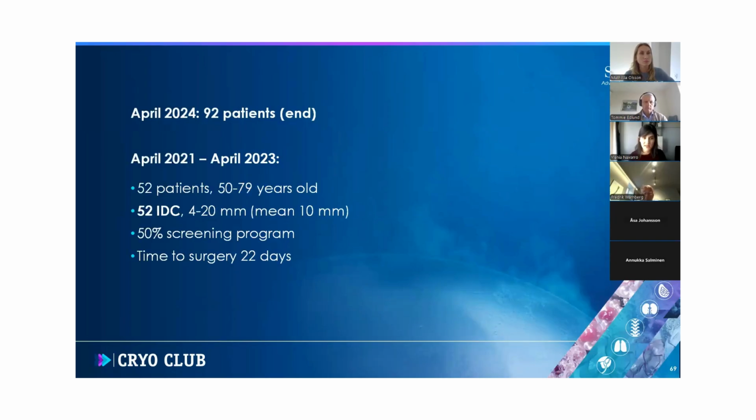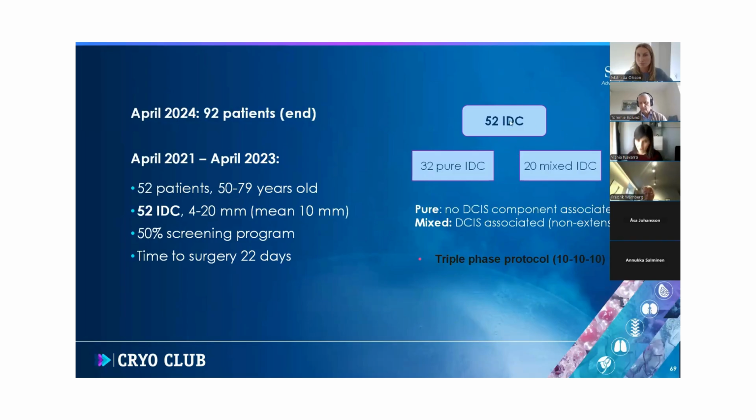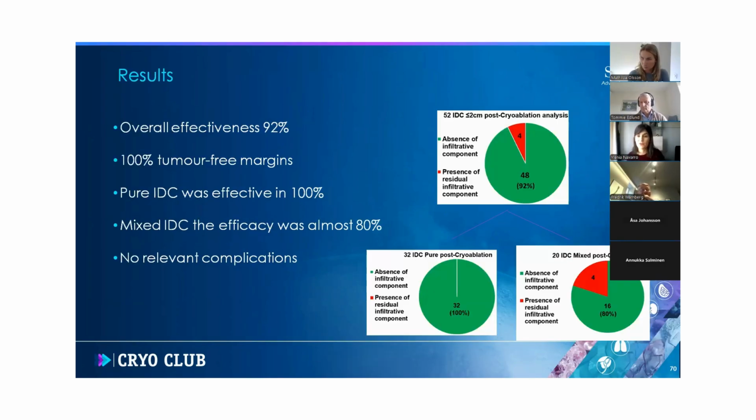We started this study in April 2021, and we finished it in April of 2024 with 92 patients. Here we present the results until April 2023. By then, we had treated 52 invasive ductal carcinomas, with 32 being pure, meaning no intraductal component associated, and 20 being mixed with intraductal component associated. In all the cases, we did the triple phase protocol that we explained before. And these are the results.